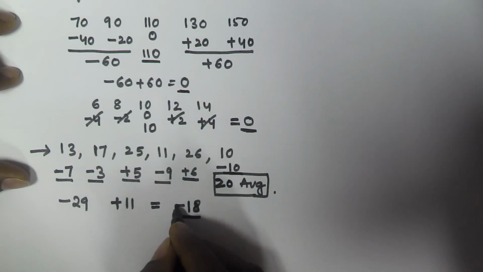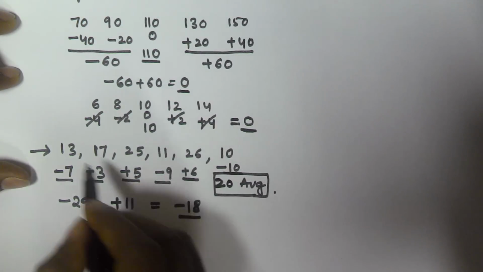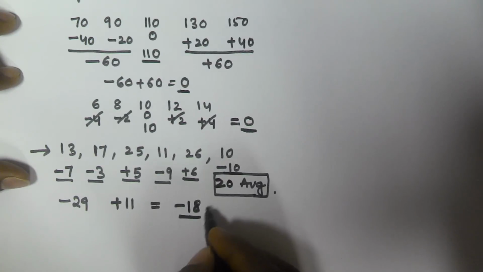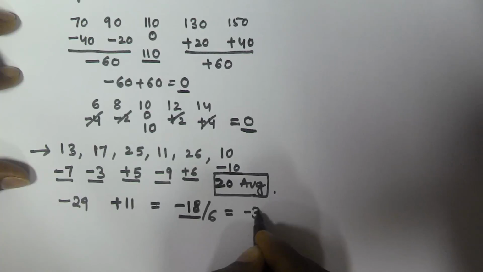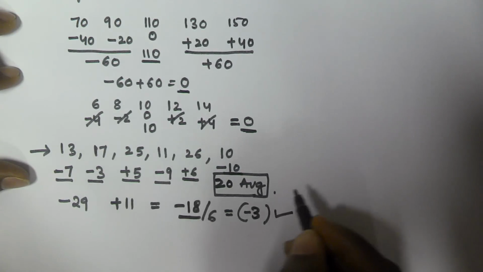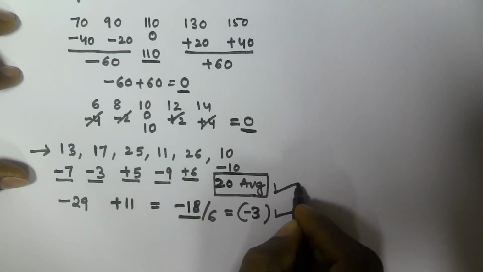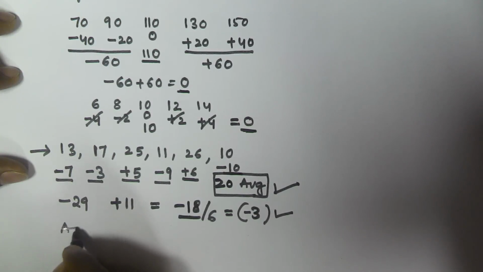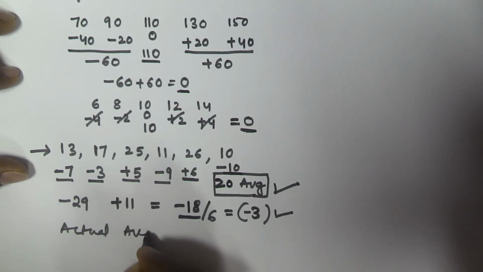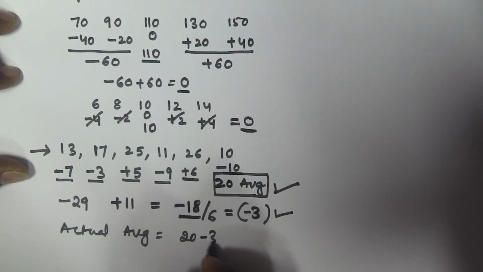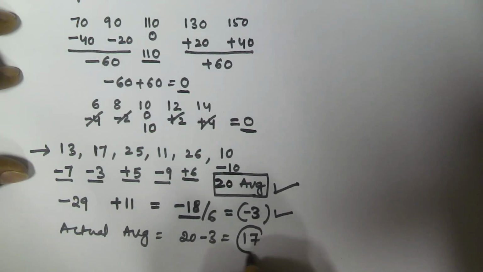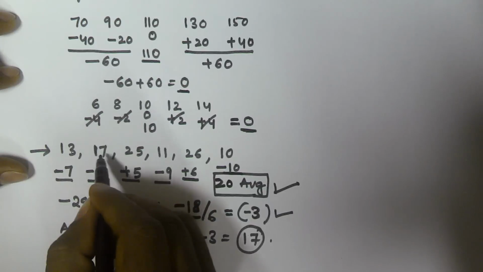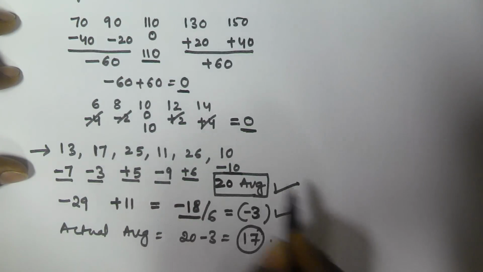So something else is the actual average. Now this minus 18 deviation is made by how many elements? 1, 2, 3, 4, 5, 6 elements. So we divide this number by 6 and we get minus 3. This is the actual deviation from the assumed average. That means we have to subtract this 3 from 20. So the actual average is equal to 20 minus 3, which is 17. So 17 is the actual average of 13, 17, 25, 11, 26 and 10.